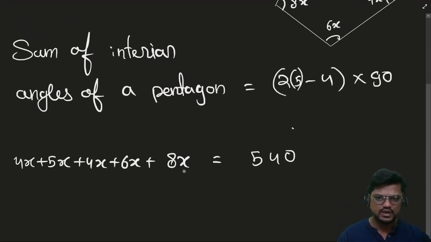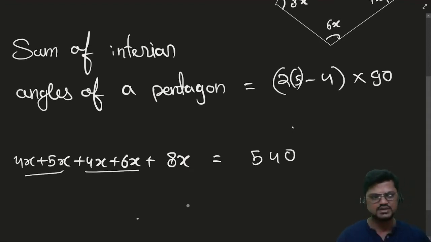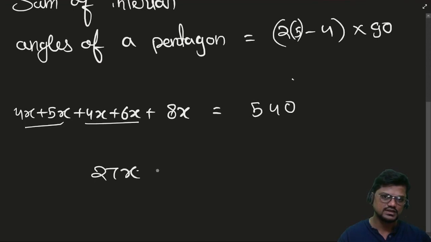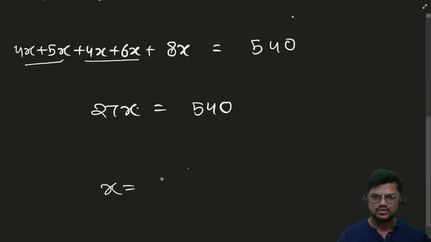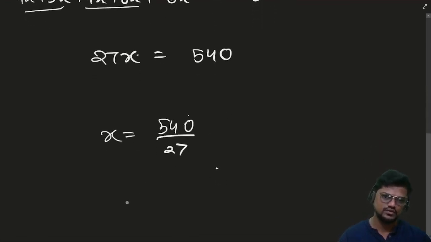Add all these values. 4 plus 5 is 9, plus 4 is 13, plus 6 is 19, plus 8, that is 27. So 27x equals 540. So x will be equal to 540 by 27. If you solve it, x equals 20.